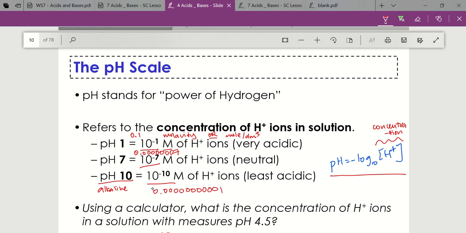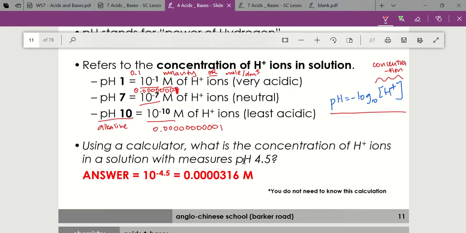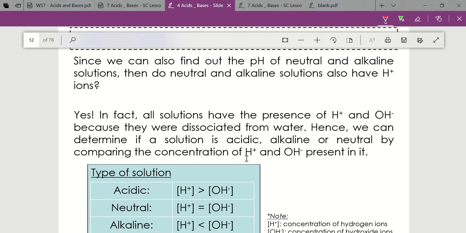Sorry, 1. This should be 1. Yeah, this is how much hydrogen ions that's inside that solution of pH 10. Wait a minute, didn't we just say that this is an alkaline solution? Why are there hydrogen ions inside? Okay, so this leads me to introduce to you this idea.